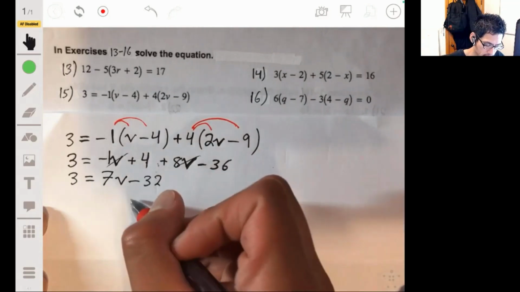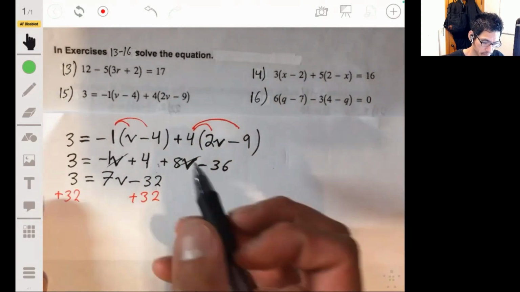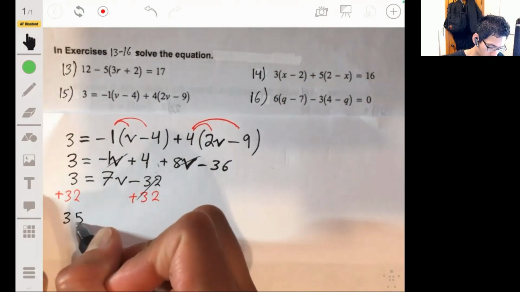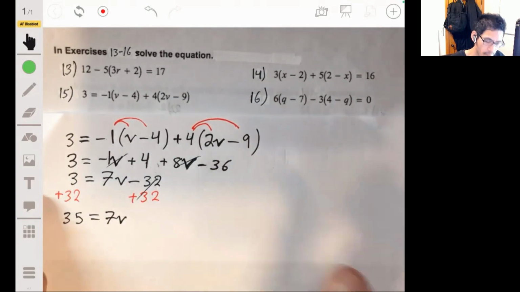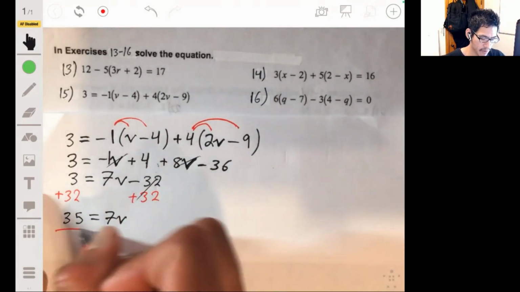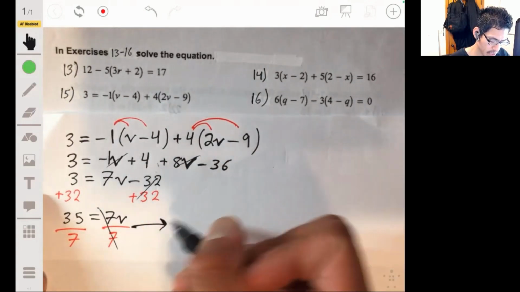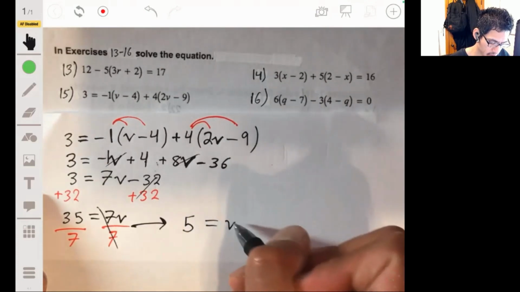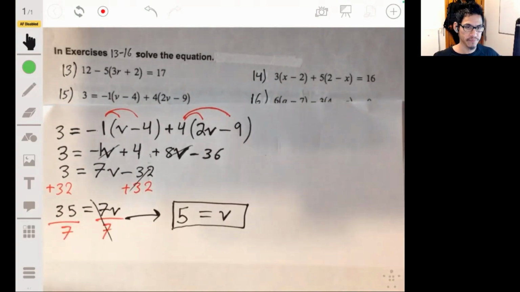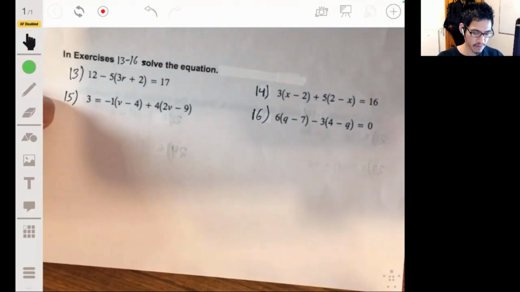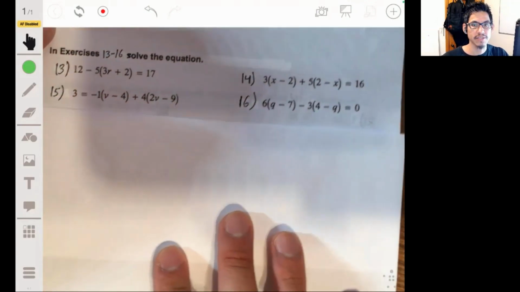Add 32 to both sides. 35 equals 7v. Then just divide both sides by 7. And 5 equals v. All right. Nice. Powering ahead to 16.